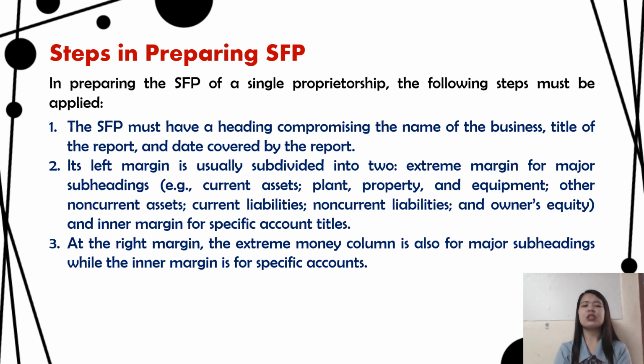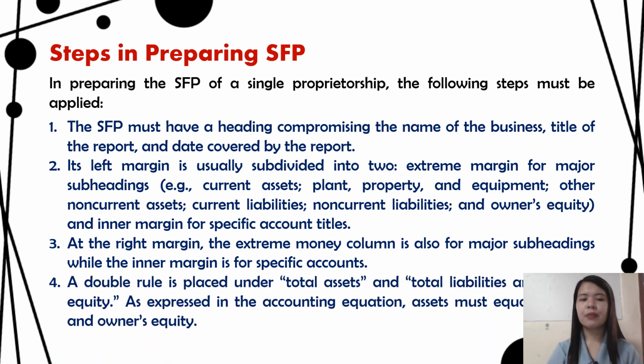For the right margin, the extreme money column is also for major subheadings, while the inner margin is for specific accounts. Pag nakita ninyo yung example, mas maiintindihan ninyo yung kung ano ang nakalagay sa right margin. But this is for the money column. And then, take note of this. A double row is placed under the total assets and total liabilities and equity. As expressed in the accounting equation, assets must be equal to the liability combined with the owner's equity.